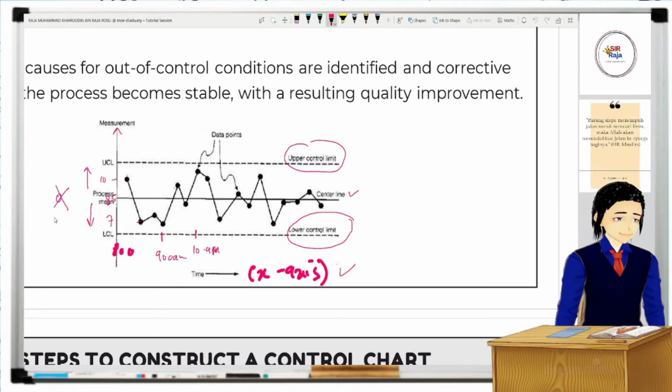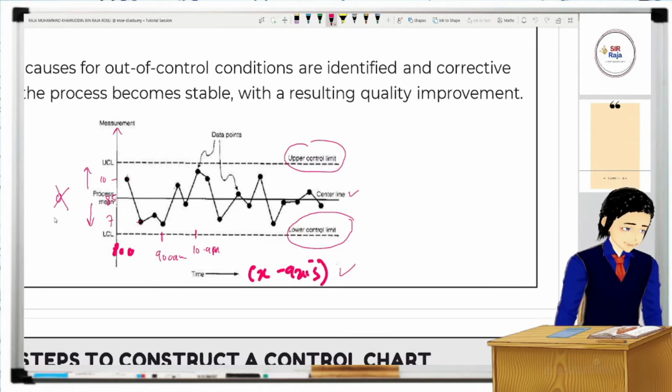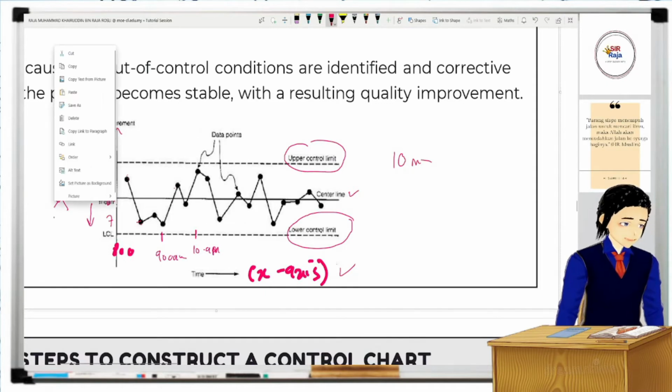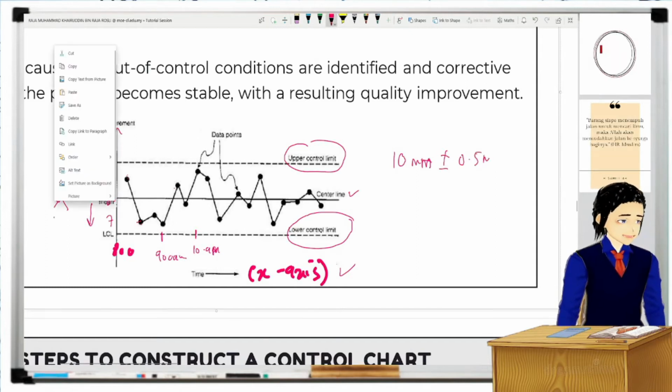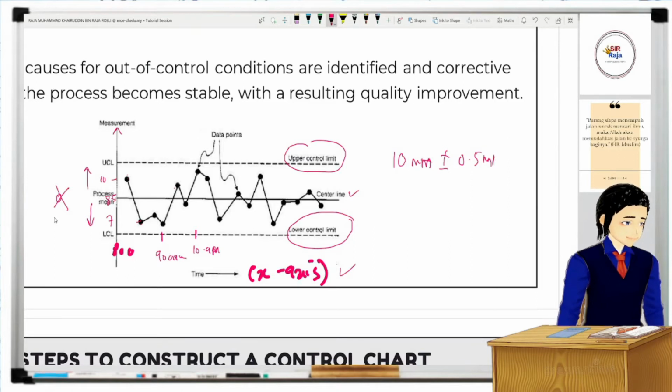You remember when you make your reading, let's say you said, okay, sir, the reading is 10 mm. So maybe you use your ruler, whatsoever, you measure something 10 mm. And then you say, sir, plus minus. Maybe plus minus 0.5 mm. So what you're saying here, plus minus, means more or less.